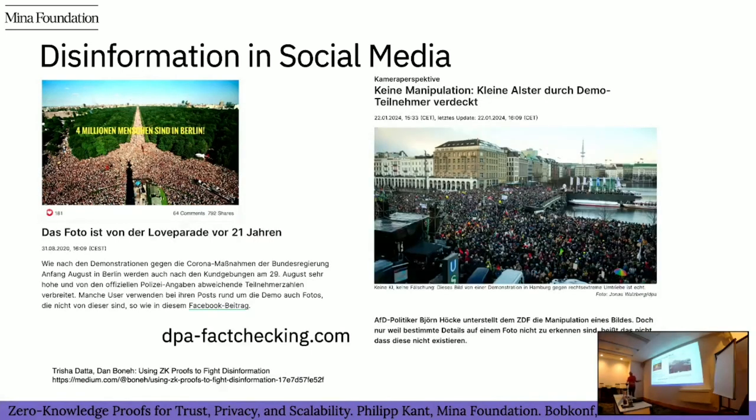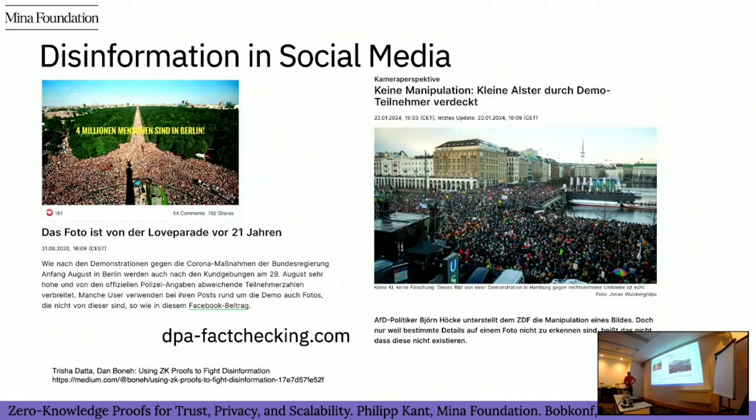There are also different examples. We are having protests in Germany against far-right parties, and then they claim that these pictures were manipulated because you can't see the Ulster here. But then again, DPA fact-checking confirmed that this is a legitimate picture. So you can fight these kinds of disinformation attempts by doing manual fact-checking, but that's not ideal because it's an arms race. It's really easy to post something that is fake, but it takes a lot of effort to refute it. And also, in the end, you need to trust the people who are doing the fact-checking.